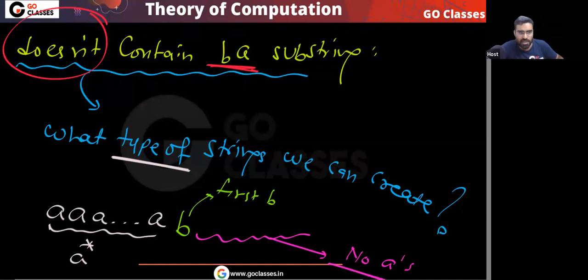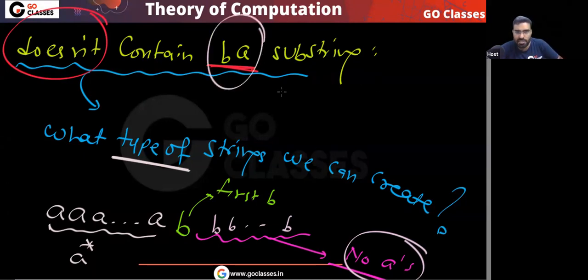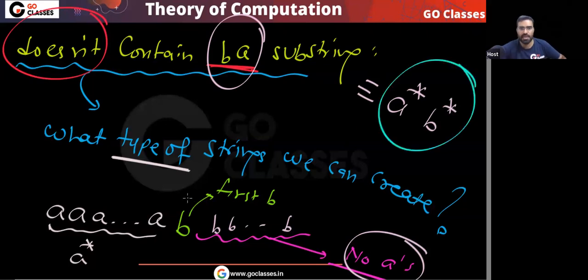If A cannot come, then who can come? B's can come. So can you notice this language? Remember, this is quite important. Does not contain BA substring. That is same as A star, B star. Yes or no?